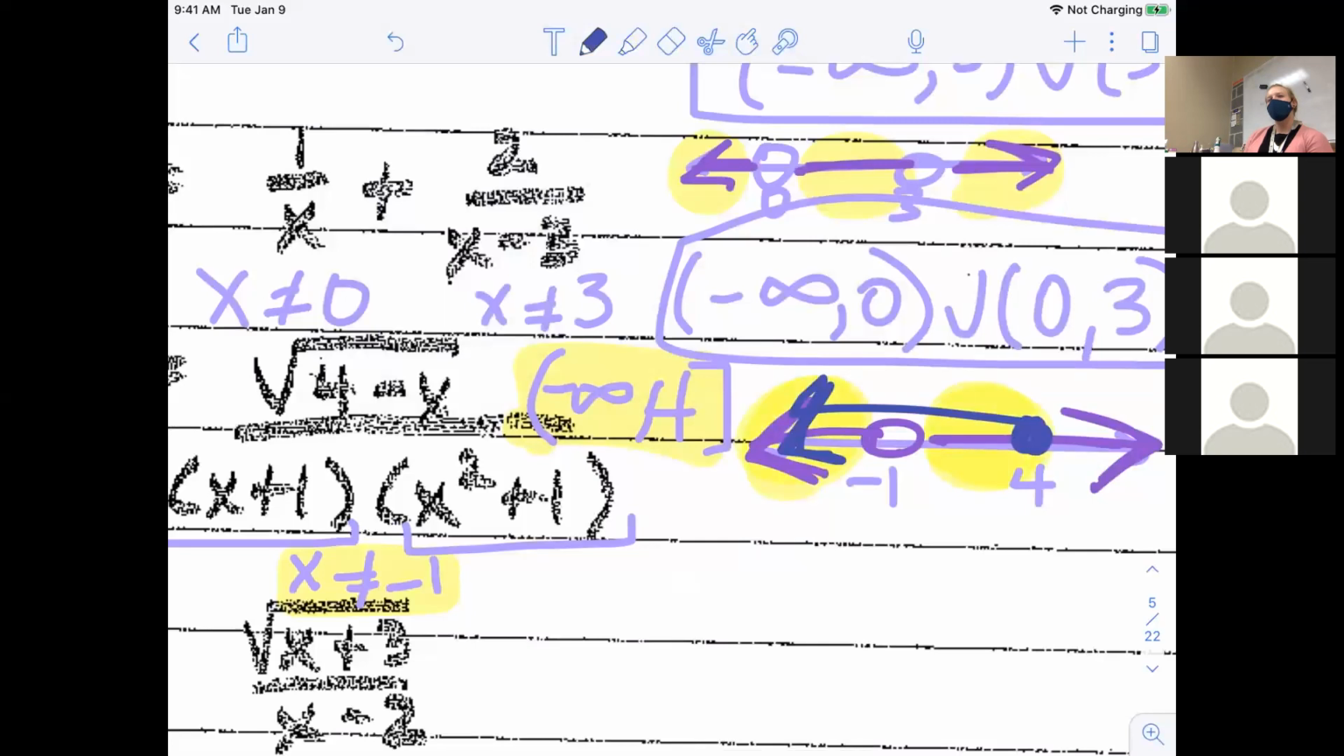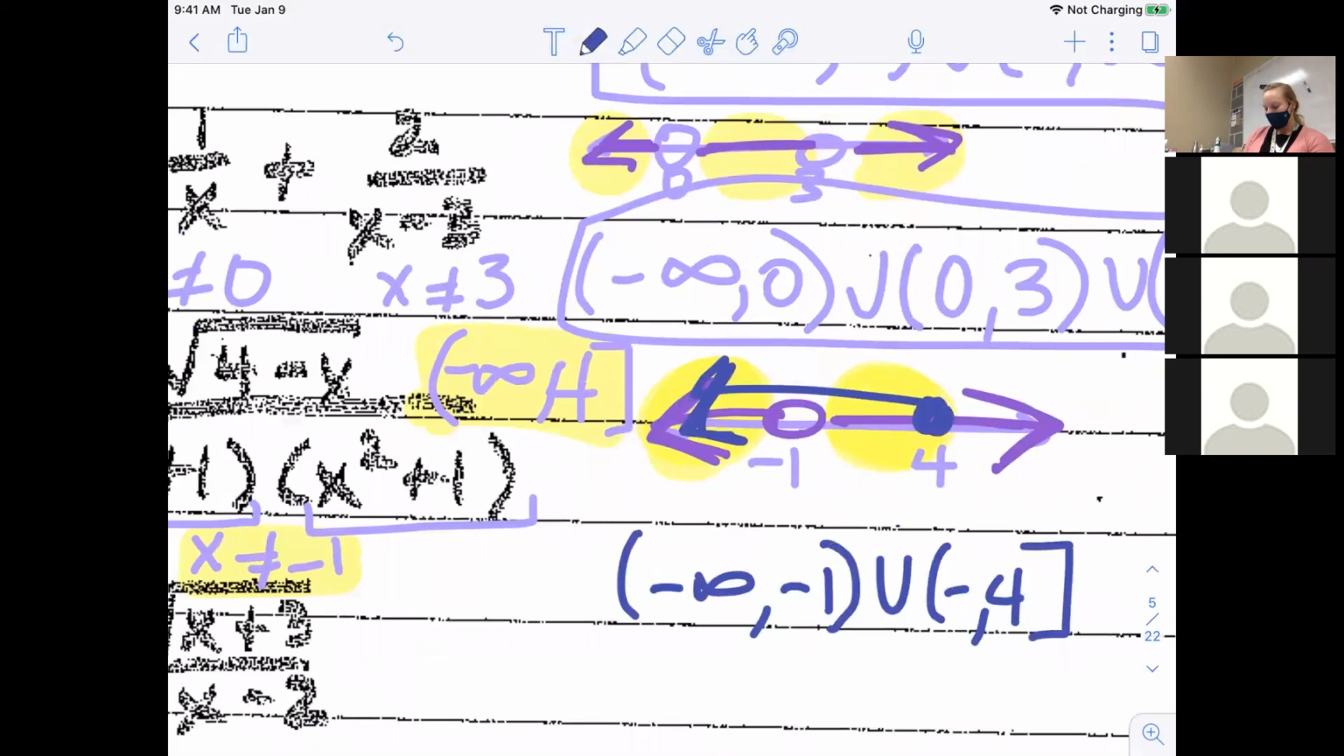Can someone help me write my first interval? Good. And I'm going to do parentheses. I can't include -1. What's my second interval? Good. I want the 4 to have a bracket. So we had to combine kind of a lot of things right there. Let's do one more like that, okay?